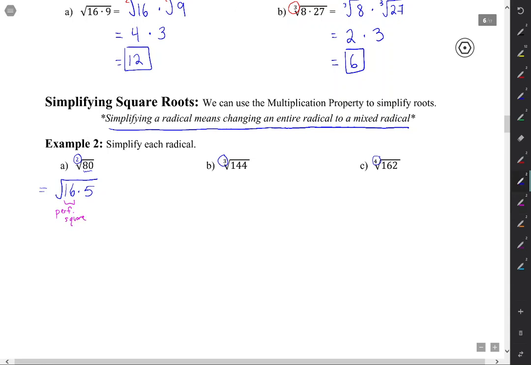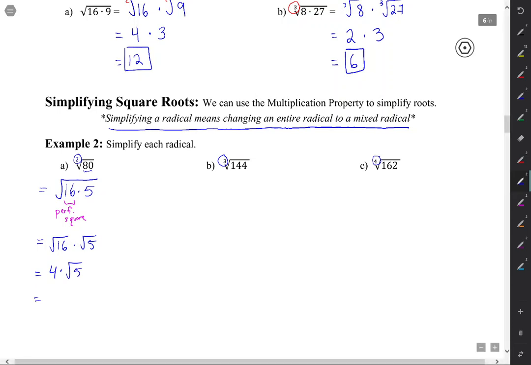Now that we split up 80 into 16 times 5, we can now use that multiplication property. We can do the square root of 16 times the square root of 5. So we know the square root of 16 is 4 because it's a perfect square. But we don't know the square root of 5, so I'm just going to keep that as the square root of 5 because we're not allowed calculators in this unit at all.